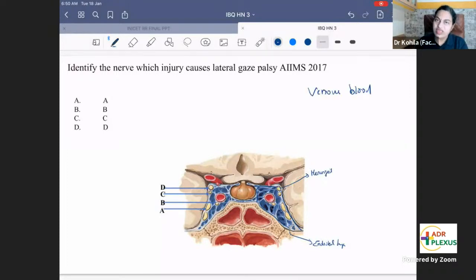Whatever structure that you see here, they lie outside the endothelium. Okay, they're just the relation of cavernous sinus. Please remember all the structures that you see here in the lateral wall and the floor, they lie outside the endothelium of cavernous sinus. Don't go with the picture.